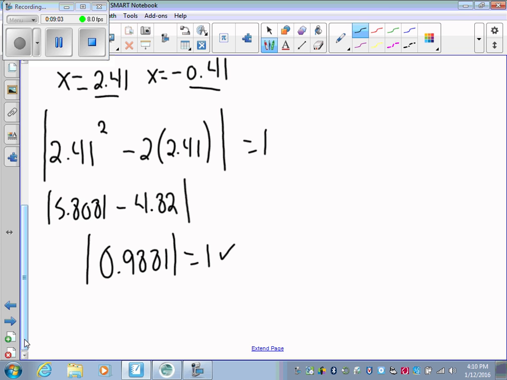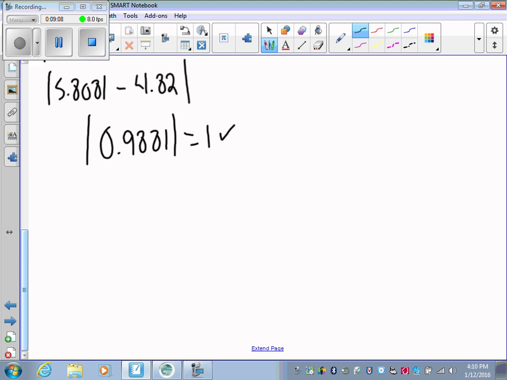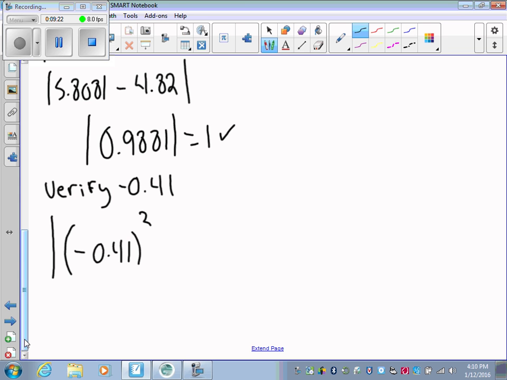Now we also have to test our other value of x. So now I'm going to verify negative 0.41. So I put it into my equation. Minus 2 times negative 0.41, and that should equal 1.